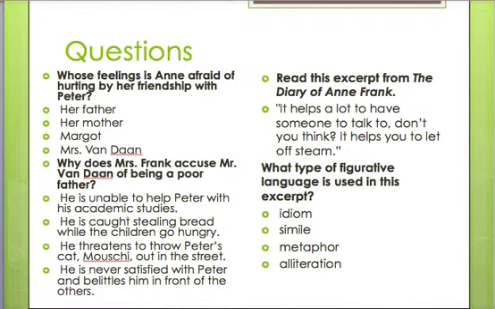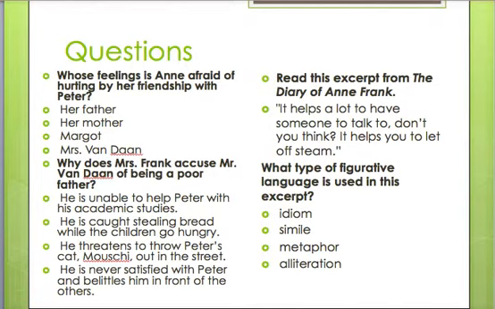So why does Mrs. Frank accuse Mr. Van Daan of being a poor father? Is it because he's unable to help Peter with his academic studies? Is it that he's caught stealing bread while the children go hungry? Is it that he threatens to throw Peter's cat Mooshy out in the street? Or is it that he is never satisfied with Peter and belittles him in front of the others?